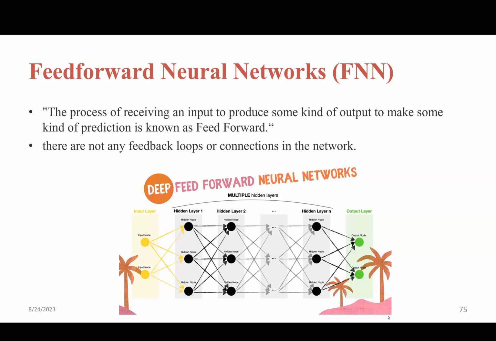This feed-forward neural network is the core of many other important neural networks, such as the convolutional neural network, which we are going to discuss in this subject. In a feed-forward neural network, there are no feedback loops or connections in the network. There is no back propagation. In this figure, you can see that it is simply an input layer, hidden layers, and an output layer.